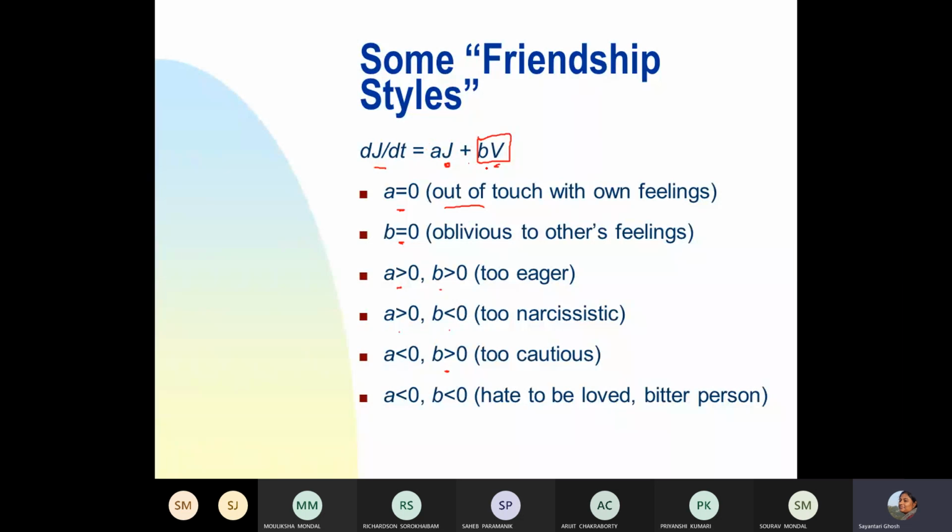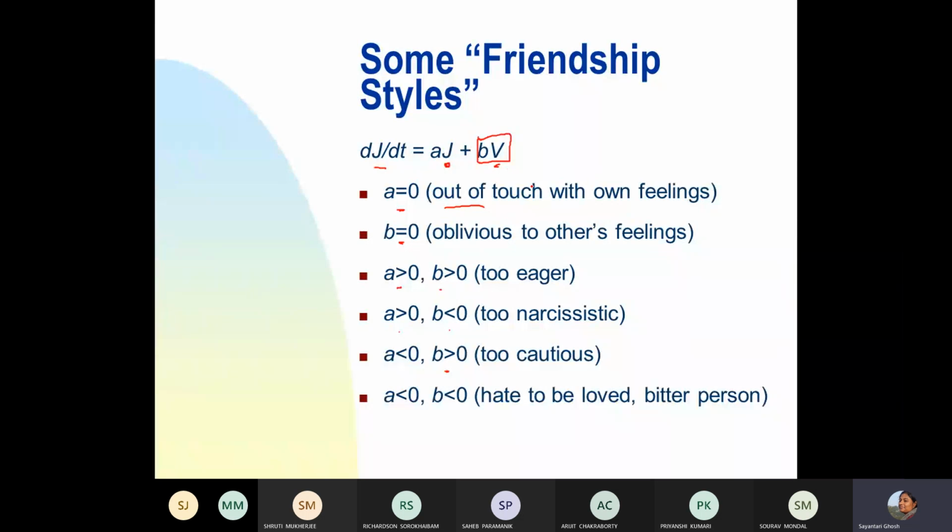The other direction of the dynamics is basically positive, because if B is positive, that means the other person's feelings are driving it in a positive direction. Okay, so A negative, B positive is a too cautious person. And if both are negative, then that's a really bitter person. Even if he does not have any feeling, and if he has, then that always contributes negatively. And if the other person also tries to make a friendship with him, he goes in the other direction and rejects everything. Okay, so dJ/dt has no way to grow because both A and B are negative, and it falls down exponentially and drops down to 0.